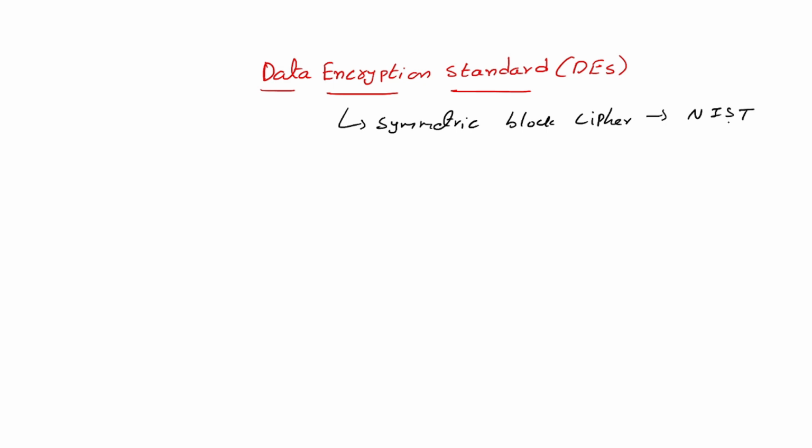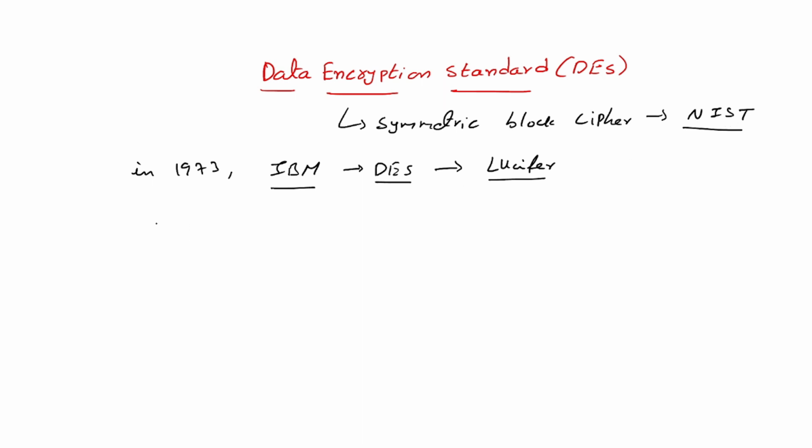NIST means National Institute of Standards and Technology. Initially, in 1973, IBM designed an algorithm, DES, which came from the modification of an existing algorithm, Lucifer. The old name for DES is Lucifer. It was modified by IBM to DES and published by NIST, the National Institute of Standards and Technology.